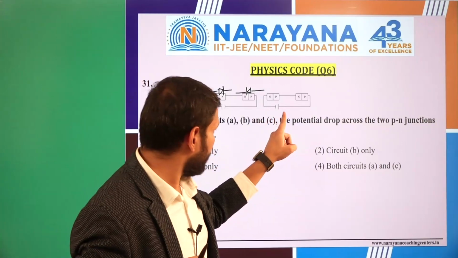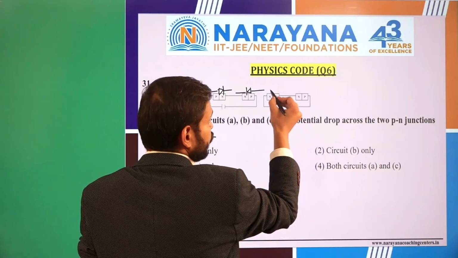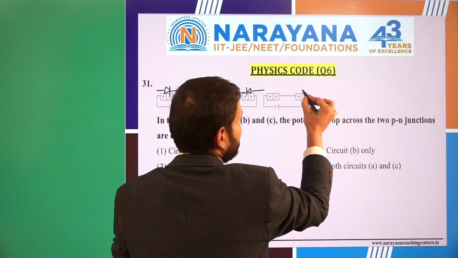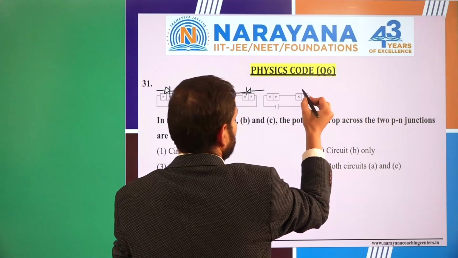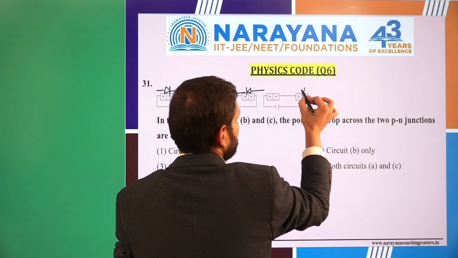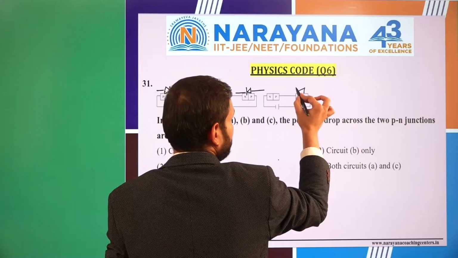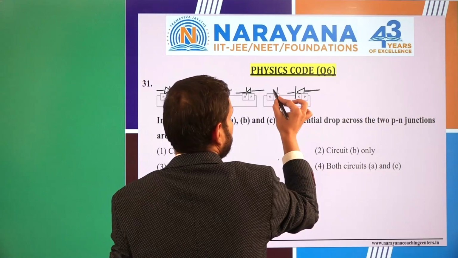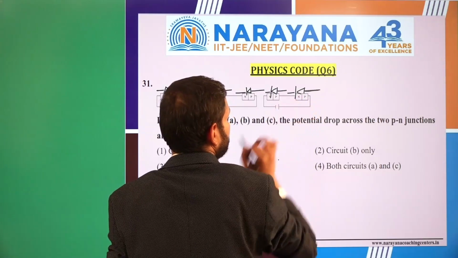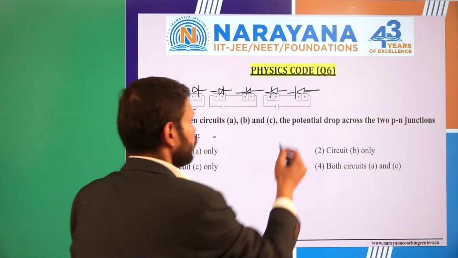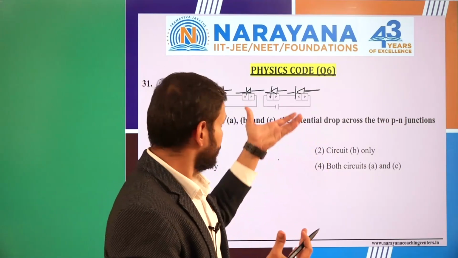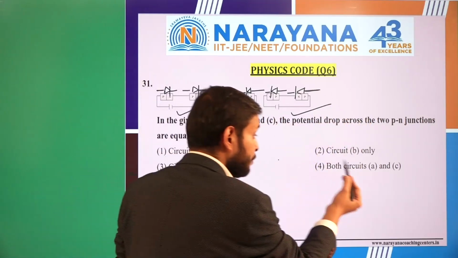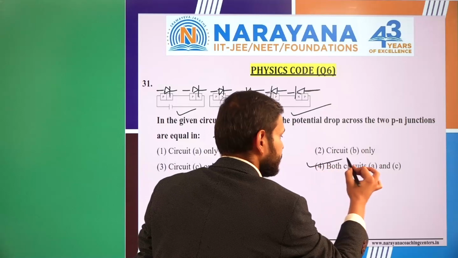At the same time, if we talk about the third one, that is C, this is the reverse case of the first one. Again the diodes are forward biased in this case. So here as well, both are identical and forward biased, and the potential drops will be equal. So we can say that circuits A and C are the same.